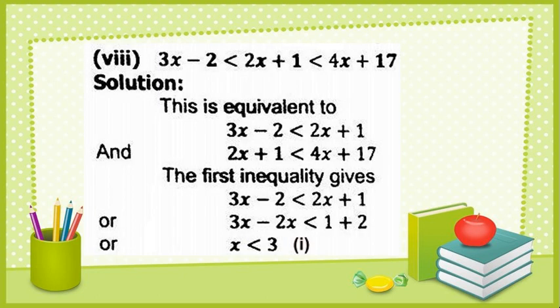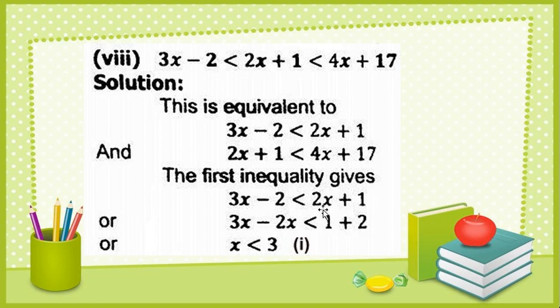Okay, now moving to the next question, that is 3x minus 2 is less than 2x plus 1 is less than 4x plus 17. And this is equivalent to 3x minus 2 is less than 2x plus 1, and the middle value I will write with the right side, that is 2x plus 1 is less than 4x plus 17. I have split that double inequality into the two inequalities. The first inequality gives me 3x minus 2 is less than 2x plus 1.